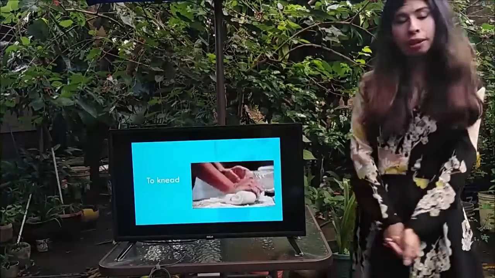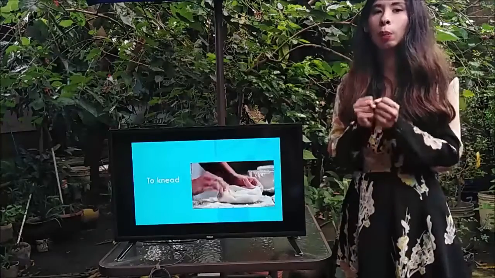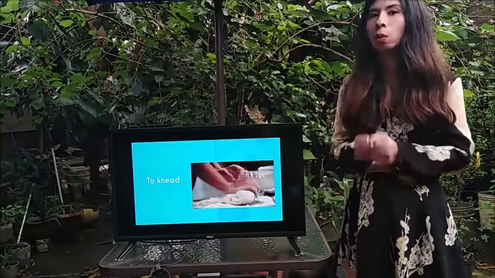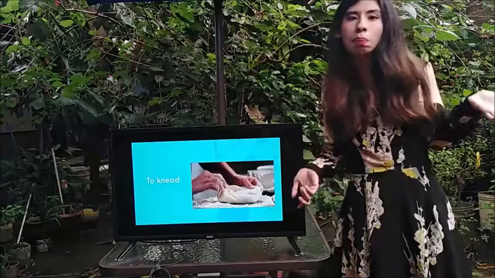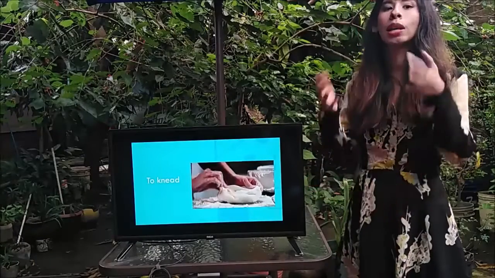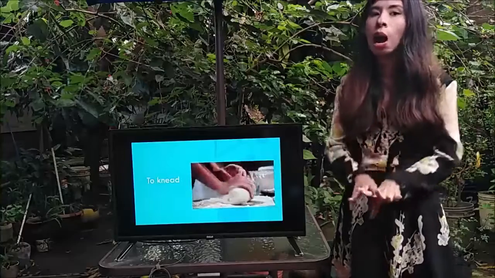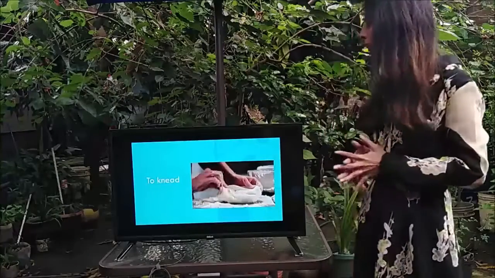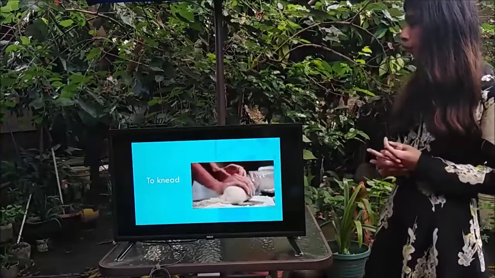Then we have to knead. To knead is whenever we are preparing our dough, right? Whenever we are preparing, for example, pizza dough or something like that, we need to knead it, right? To incorporate all the elements with our hands, right?